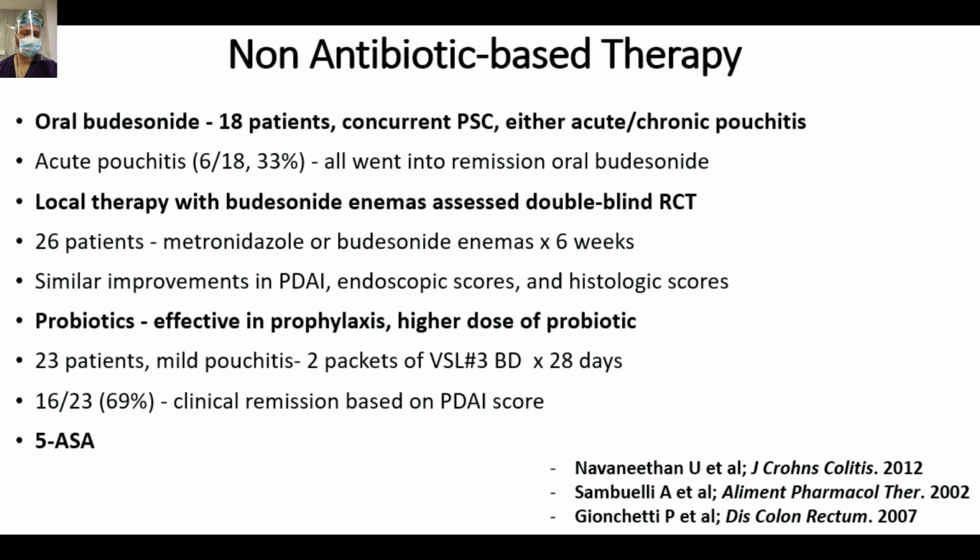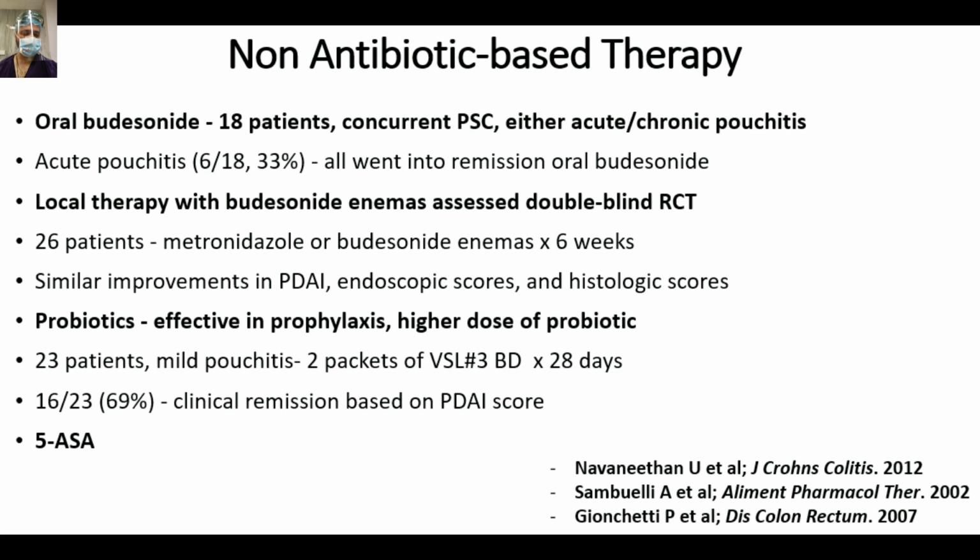As I said, if the patient is non-responsive to antibiotics, then the non-antibiotic based therapy can be in the form of oral budesonide, and it has been proved in one of the trials with concurrent primary sclerosing cholangitis with acute or chronic pouchitis, where 33 patients went into remission with oral budesonide. So local enemas with budesonide or metronidazole are equally effective, and this again has been proved.